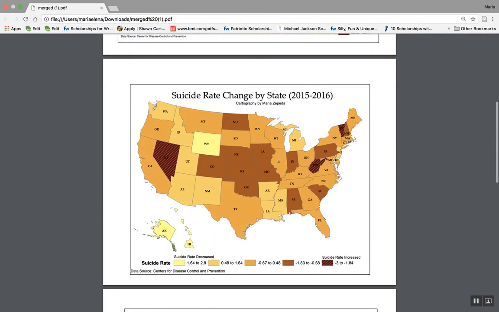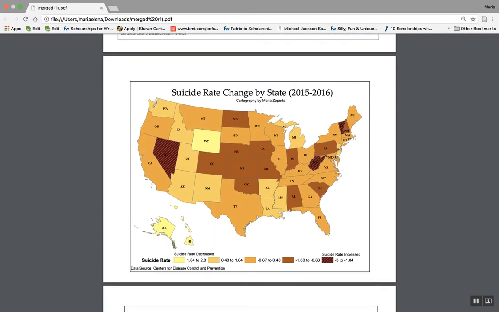For map 2, this shows suicide rate change from the year 2015 to the year 2016. I used equal interval classification for this map and the same sequential color scheme because I wanted these two maps to be uniform. The difference is that I added align fill symbols into the states that had the highest negative suicide rate change, meaning that suicide rate actually increased.